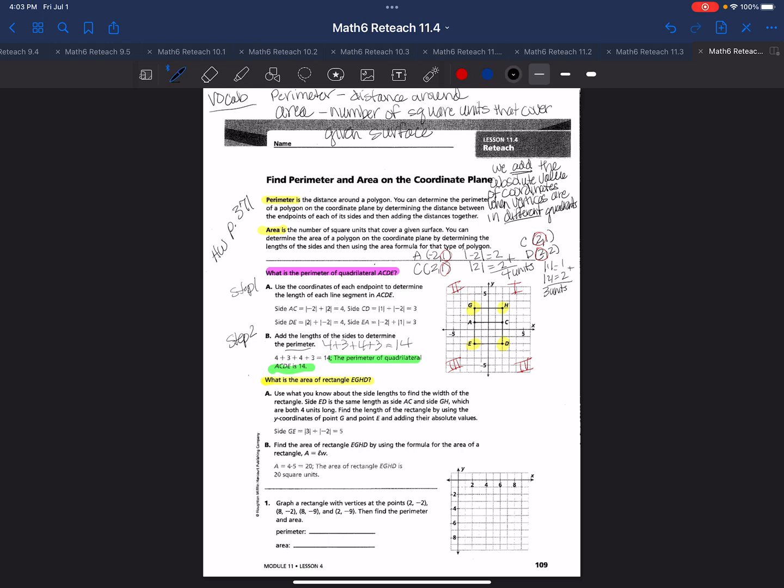Okay, so they want to find the area, so we need to find the side lengths. So if we look at side G and E, G is -2, 3, and E, the ordered pair for that vertex is -2 and 2. So what do they have in common? They have the x. So I need to take the absolute value of the y. So the absolute value of 3 is 3, and then the absolute value of 2 is 2. So I need to add them together, and I get 5 units.